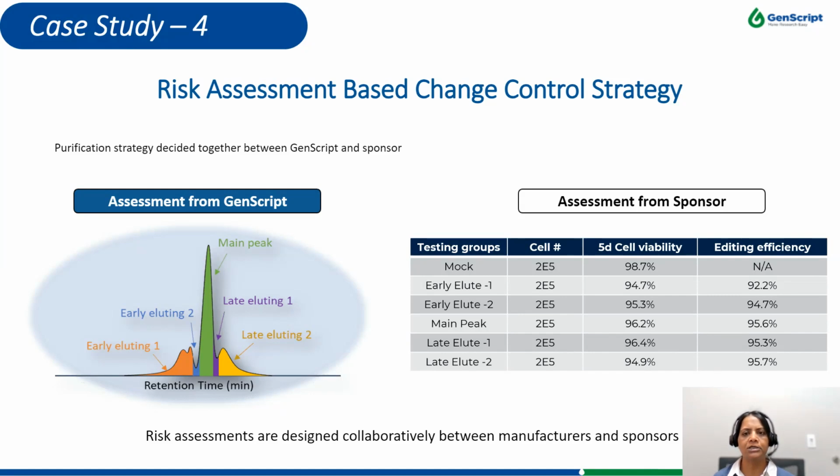And they evaluated the cell viability and editing efficiency. Based on that data, we confirmed that the early eluent was less favorable in the purification process. As a result, we adjust our purification protocol, particularly mobile phase and the gradient, to reduce or eliminate the early eluent.